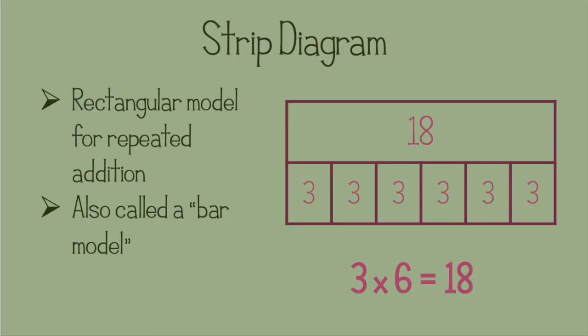And finally, strip diagrams. These are probably the least commonly used out of the 5 examples that I'm giving you, but I still think really helpful, and I like to use in my classroom. And this is where you're drawing a strip diagram, or sometimes called a bar model, and once again showing in a rectangular model an equal number of groups with equal number of objects within, and then adding all of those up.